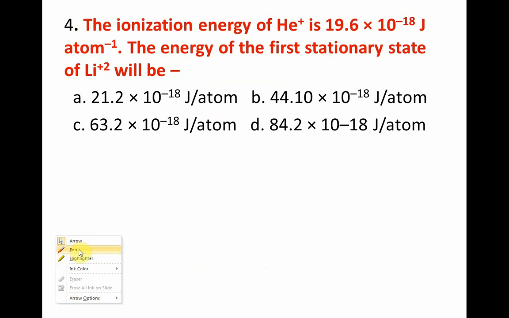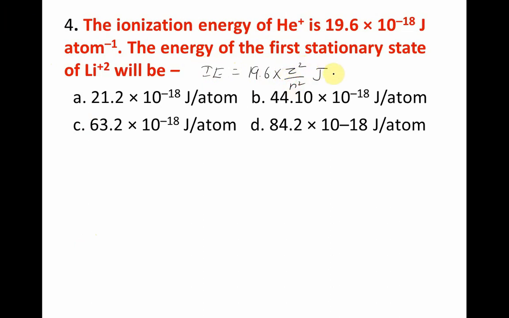Coming to the next question. The ionization energy of helium is given as 19.6 into 10 to the power of minus 18 joules per atom. What will be the energy of the first stationary state of lithium ion? We know that the ionization energy of any element is equal to 19.6 into Z square by n square joules per atom. This is the major equation.